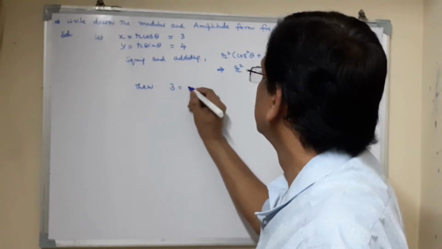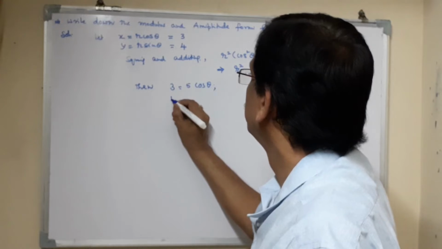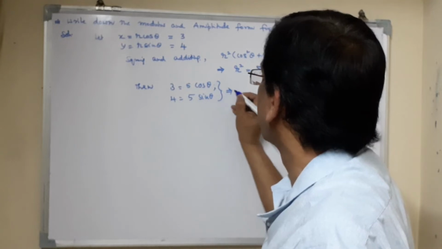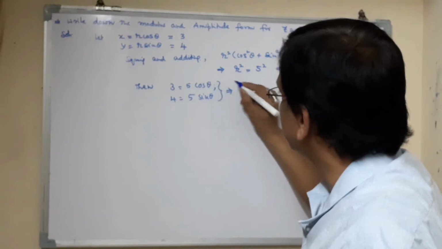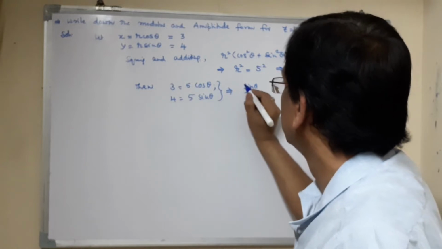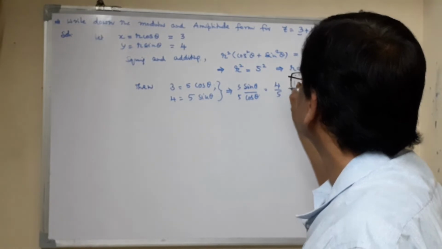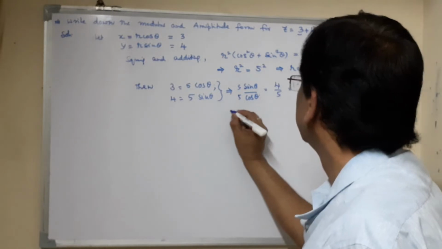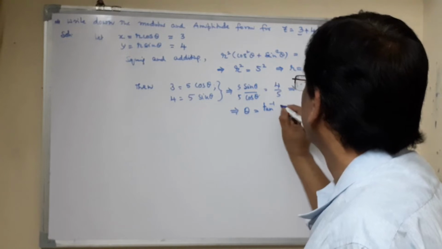3 is equal to 5 cos theta and 4 is equal to 5 sin theta. So this together implies, now I want to write down tan theta. So sin theta by cos theta, that means 5 sin theta by 5 cos theta, sin theta by cos theta, is equal to 4 by 5. This implies tan theta is equal to 4 by 5. Implies theta is equal to tan inverse 4 by 5.